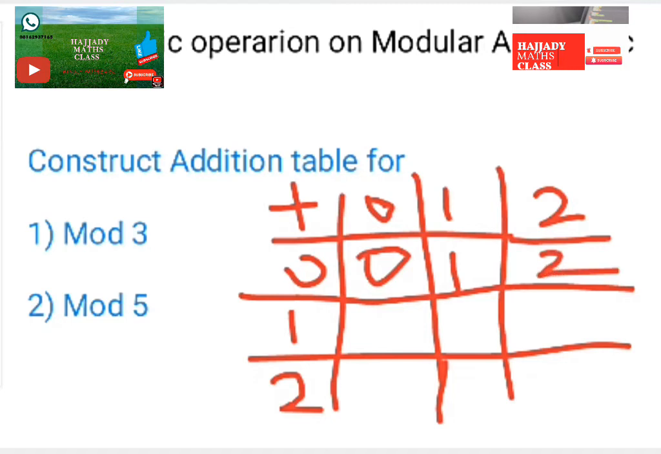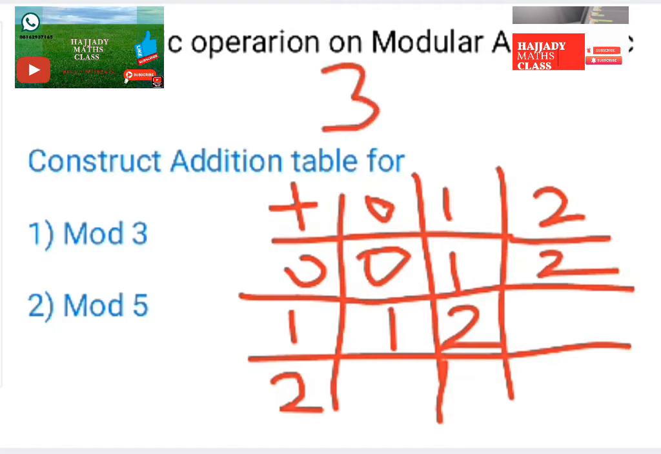We move to the next line, which is 1. 1 plus 0, 1 plus 1, 1 plus 2. So let's move to 1 plus 0. This gives us 1. Also, 1 plus 1. This gives us what? 2. And lastly, we have 1 plus 2. Naturally, this will give you what?